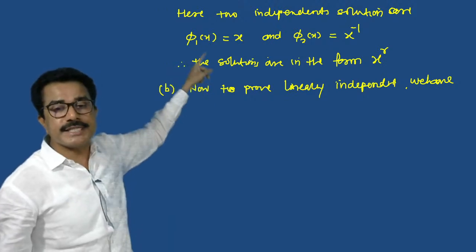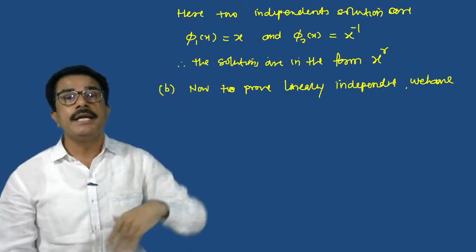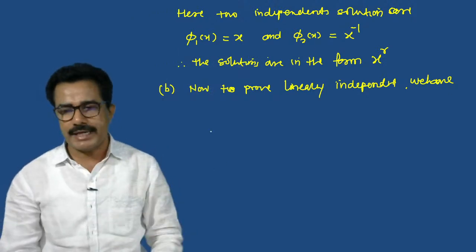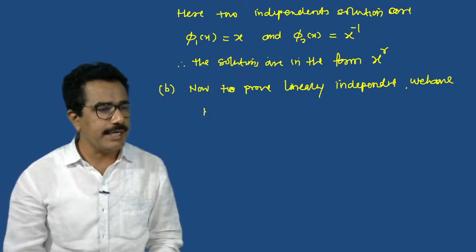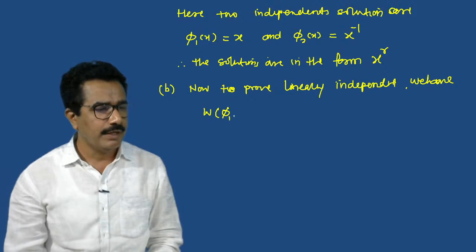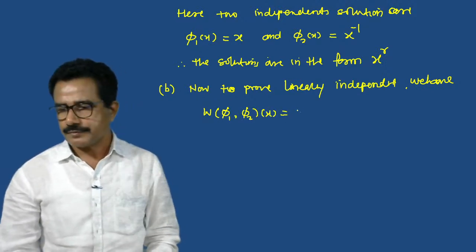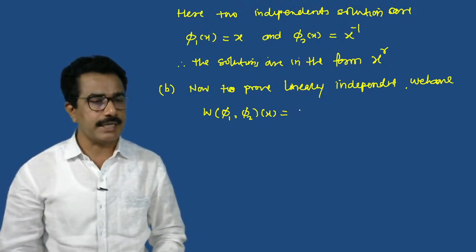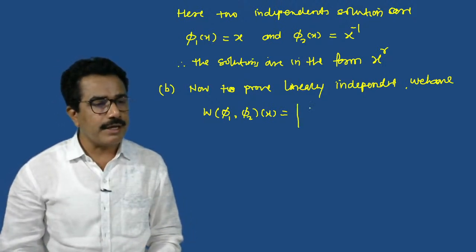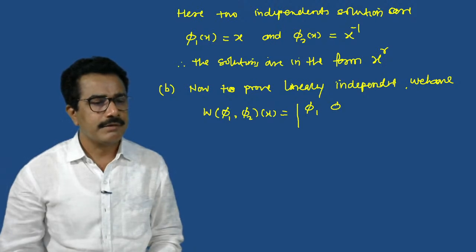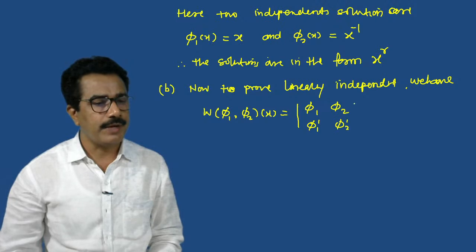Which gives the result that phi1 and phi2 are linearly independent. So we can write the Wronskian of phi1, phi2 of x is equal to the determinant of phi1, phi2, phi1 dash, phi2 dash.